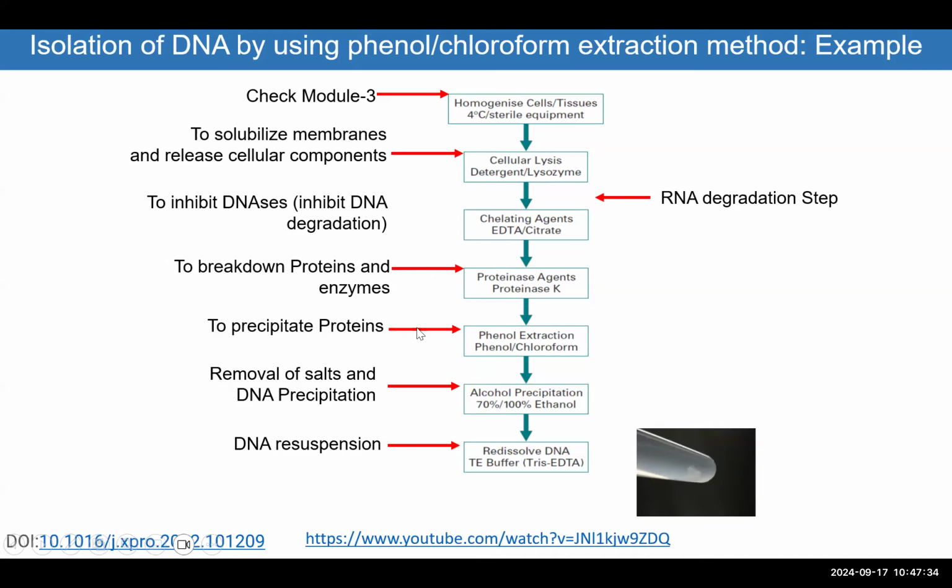Then you added the phenol chloroform. You got the separation into 2 phases after centrifugation. You removed the salts by washing, and then you precipitated the DNA, and then you resuspended the DNA. So these are basically the major steps that you perform in order to extract DNA or RNA. I would stop here and I would take your questions before moving for the next couple of slides.